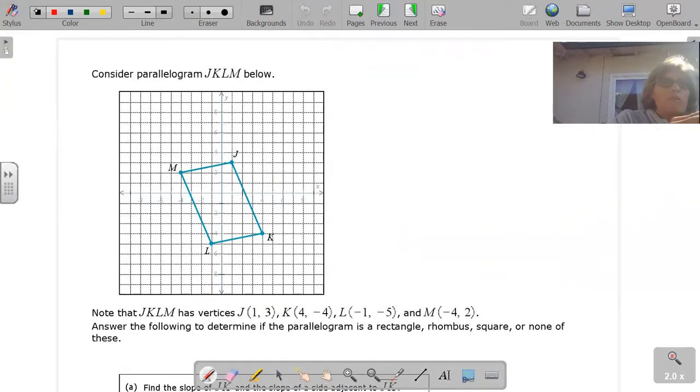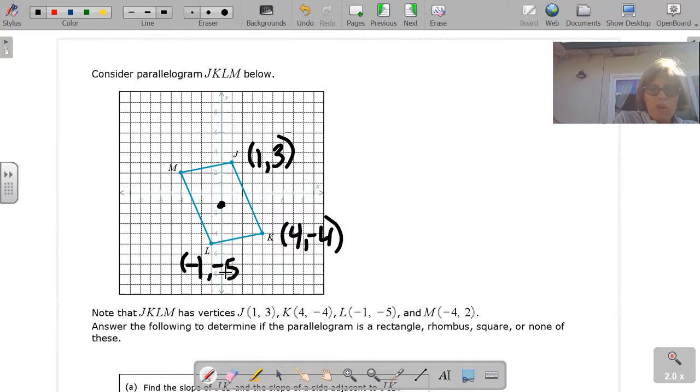So for this one, step 1, make sure your coordinates are correct. So that's 0 right there. We are told that J is at 1, 3. Always get your coordinates right on the diagram. K is at 4, -4. L is at -1, -5. And M is at -4, 2.